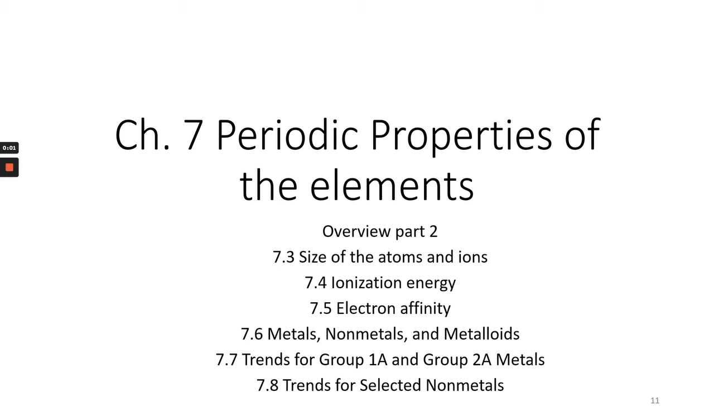Hi, welcome to Chapter 7, Part 2, where we're going to talk about how the size of the atom and ions varies across a period or down a group, and how the ionization energy changes.